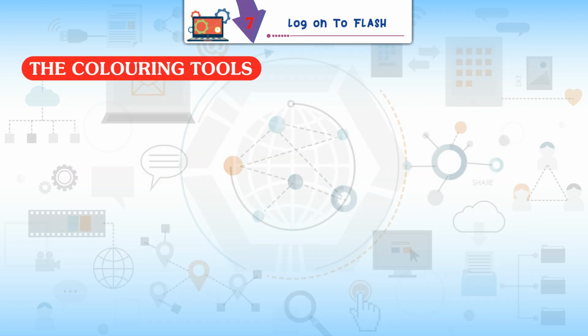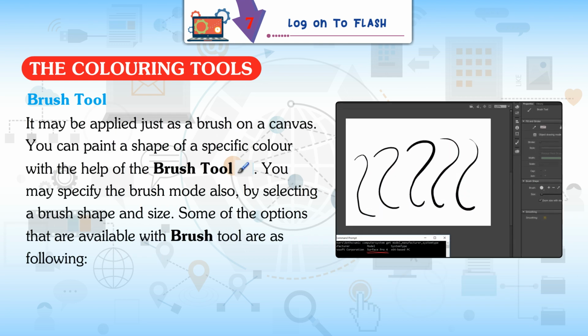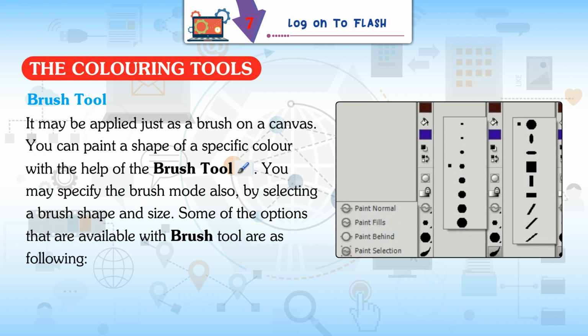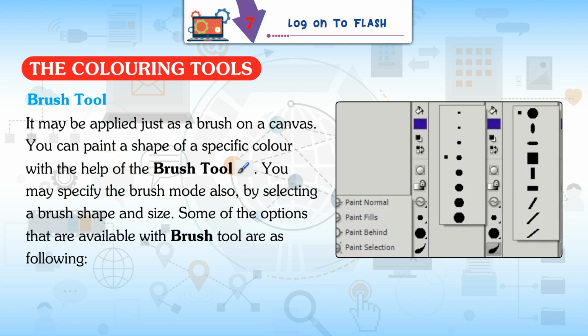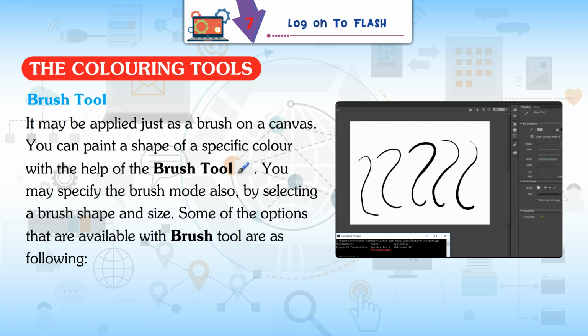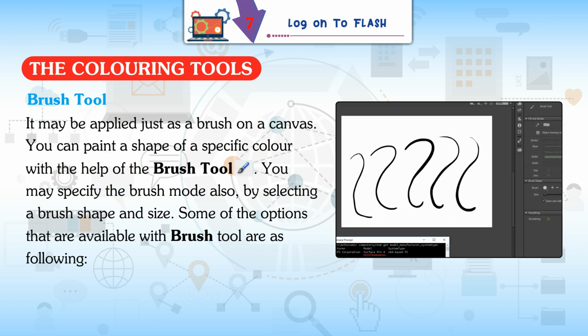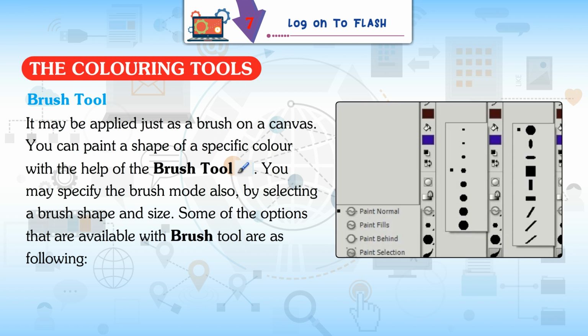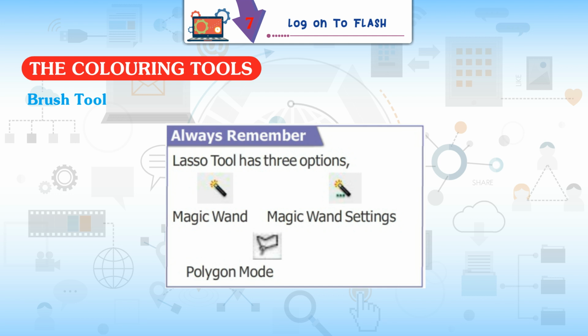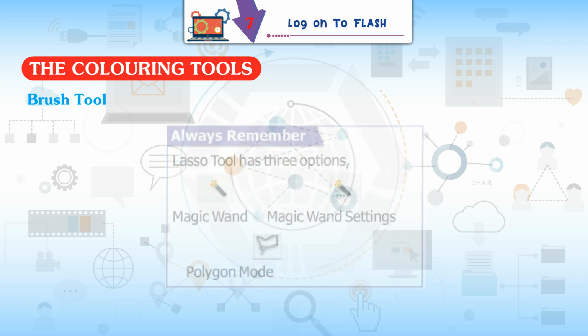The coloring tools. Brush tool. It may be applied just as a brush on a canvas. You can paint a shape of a specific color with the help of the brush tool. You may specify the brush mode also by selecting a brush shape and size. Some of the options that are available with the brush tool are as follows. Always remember, lasso tool has 3 options: magic wand, magic wand settings, polygon mode.